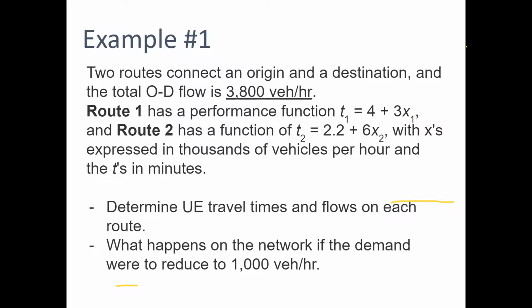So this is an example that we used to do in CE 321. I want to quickly ask, how many of you think that you can solve this problem? Recall that from 321. So we're talking about a link performance function here, and we are going to try to establish equilibrium. It's in thousands of vehicles per hour.